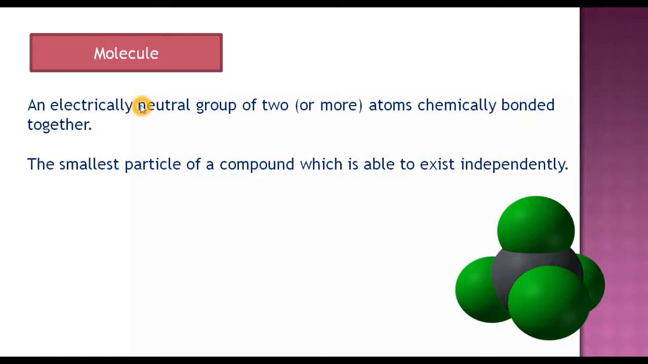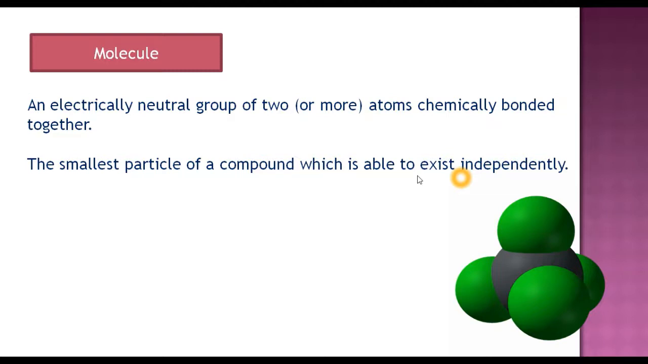Now we know that atoms of most elements are very reactive and they cannot exist in the free state. They cannot exist as single atoms, right? But this is not the case with molecules. A molecule is the smallest particle of a compound which is able to exist independently. It means an atom may or may not exist independently, but molecules can exist independently. So molecules can exist in the free state because molecules are very stable.